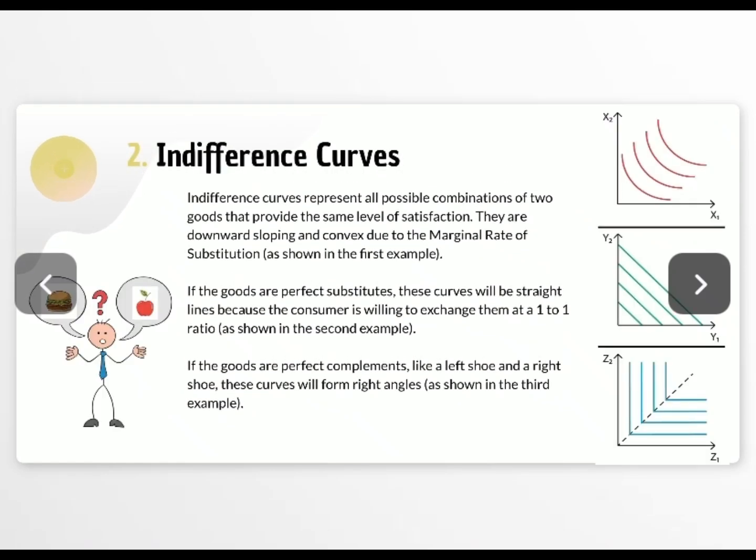Indifference curves represent all possible combinations of two goods that provide the same level of satisfaction. They are downward sloping and convex due to the marginal rate of substitution, as shown in the first example on the right. If the goods are perfect substitutes, these curves will be straight lines, because the consumer is willing to exchange them at a 1-to-1 ratio, as shown in the second example on the right, the green one. If the goods are perfect complements, like a left shoe and a right shoe, these curves will form right angles, as shown in the third example on the right, the blue one.